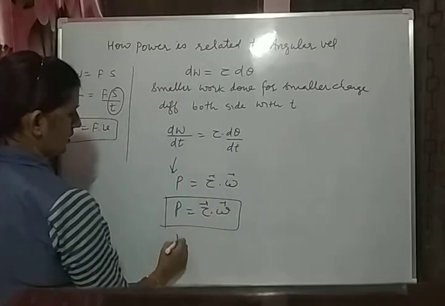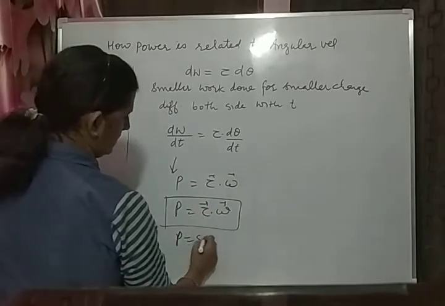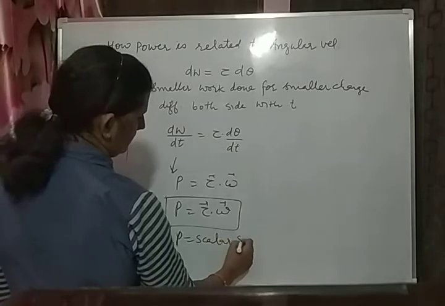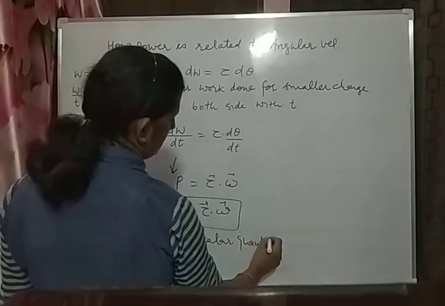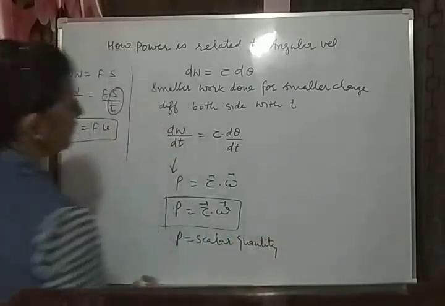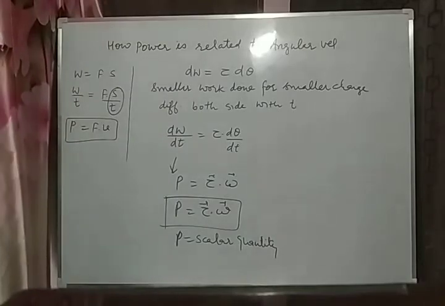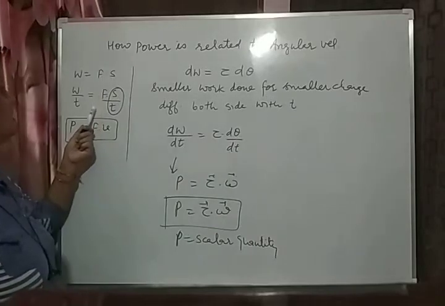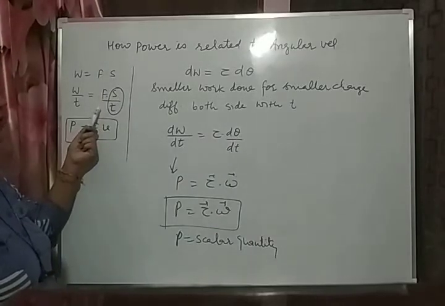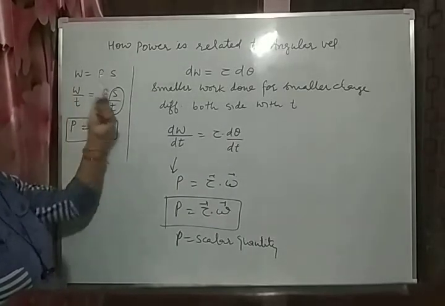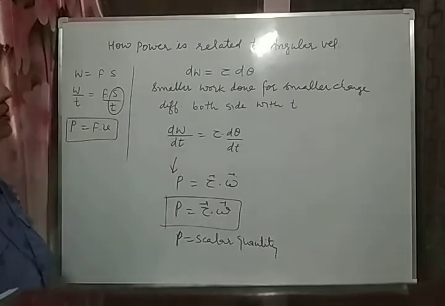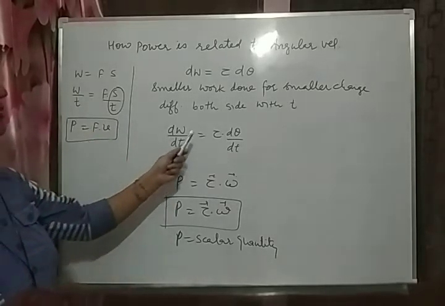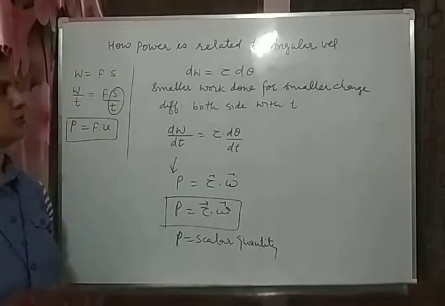Since it is a dot product, power is a scalar quantity. This is a very simple and very small relation. You can derive it. All the relations in rotational motion are related with the relations in linear motion. So first you recall your linear motion relation, and then you can convert it into the angular, or you can say rotational, motion.